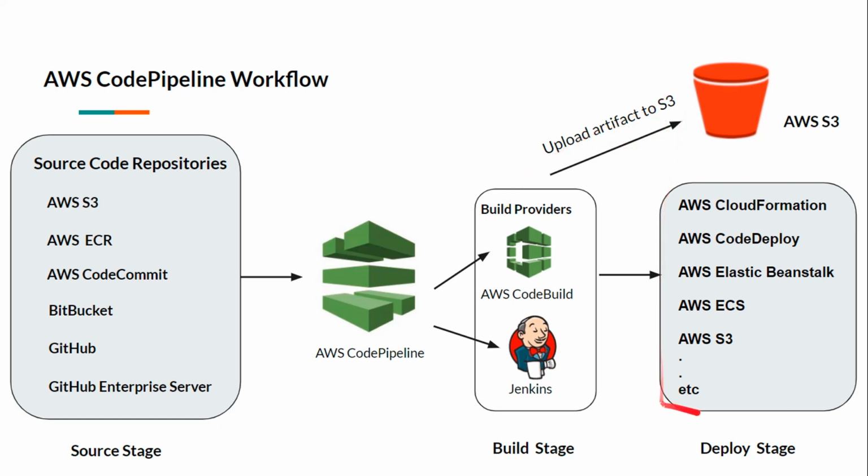And at last, we have the deploy stage, where exactly we are going to deploy our artifact. So we have options like AWS CloudFormation, AWS CodeDeploy, AWS Elastic Beanstalk, AWS ECS, and many more options to deploy our final artifact. And today we are going to use AWS Elastic Beanstalk as a deployment provider. Now let's go to the AWS console and create an Elastic Beanstalk application.